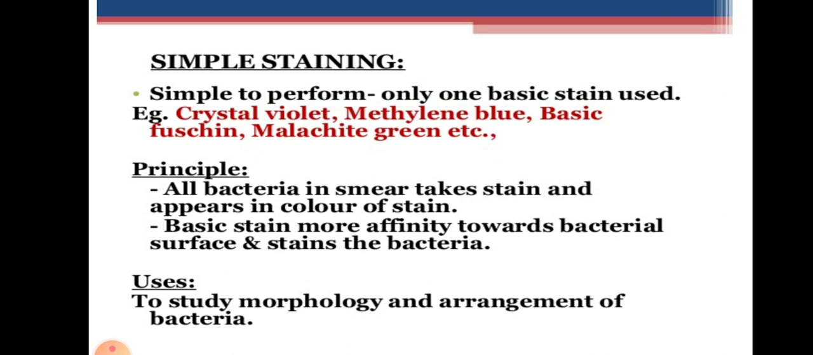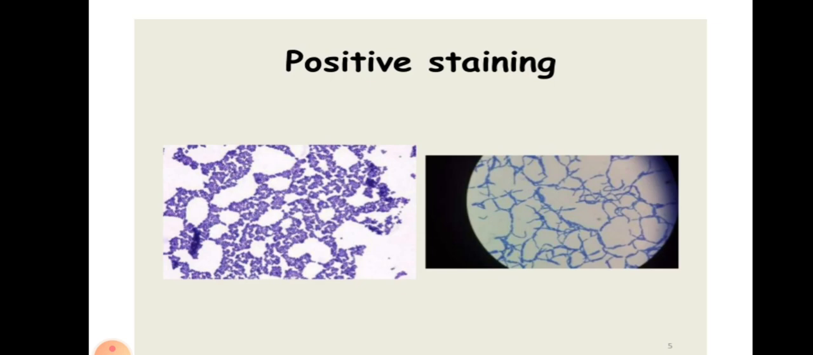Simple staining is simple to perform. Only one basic stain is used. Examples are crystal violet, methylene blue, basic fuchsin or malachite green. The principle is that all bacteria in the smear take the stain and appear in the color of the stain. Basic stain has more affinity towards the bacterial surface and stains the bacteria. It is used to study the morphology and arrangement of the bacteria. Picture of positive staining: here you can see staphylococci with crystal violet staining on one side.